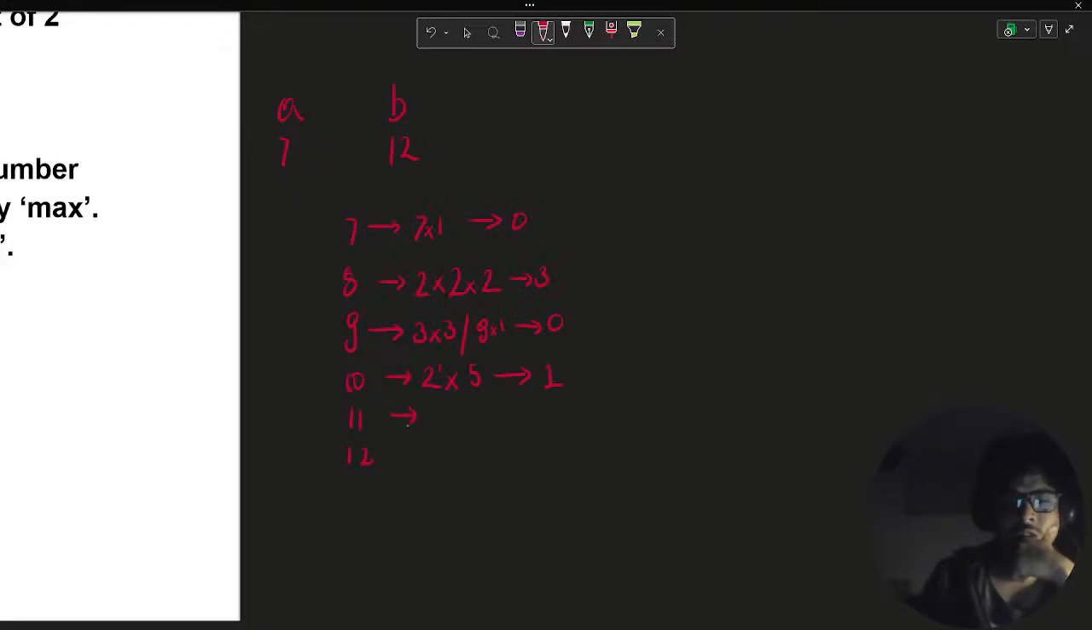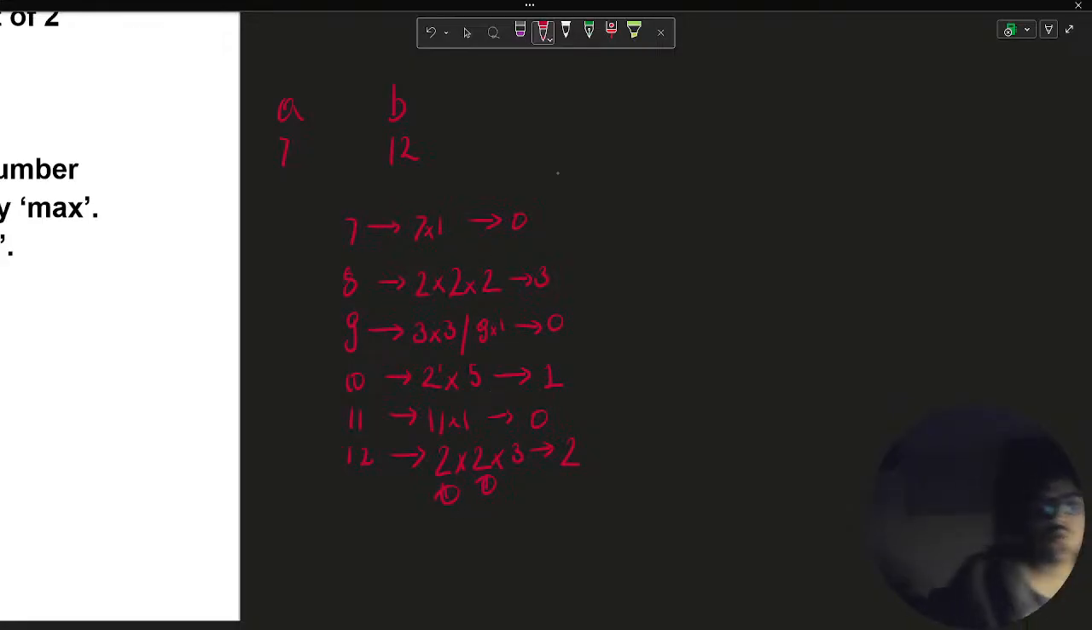Okay, for 11, it's 11 into 1, which gives 11. So for the power of 2, there is no 2 needed. Now here 2 are needed. So what is needed? 4 into 3 is 12. We know this. So 2 into 2 into 3, and hence we have 2 as the answer.